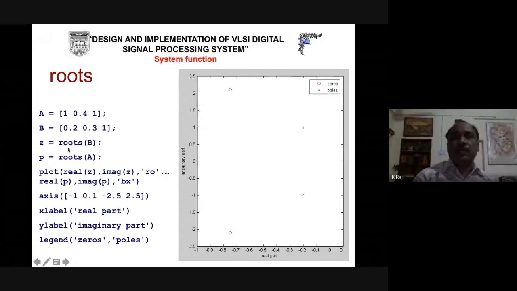So we plot the real part of Z against the imaginary part of Z, and represent the roots in red color, and what is the marker? Zero. Here we are using the zero for the zeros. Then real P, imaginary P, and we are using blue color, and X as the marker. Now the axis range: x-axis, minimum to maximum, and y-axis, minimum to maximum.